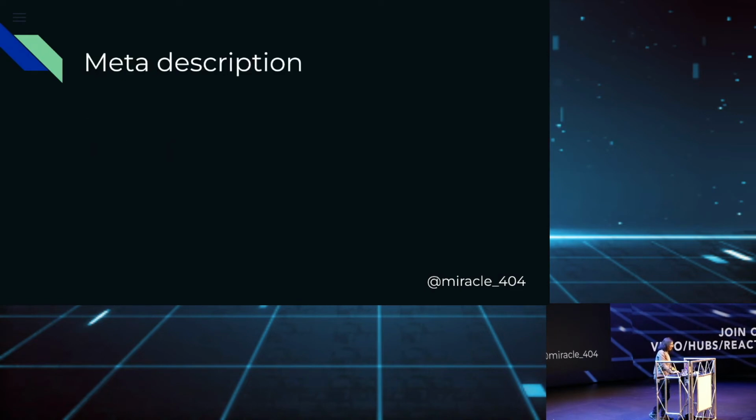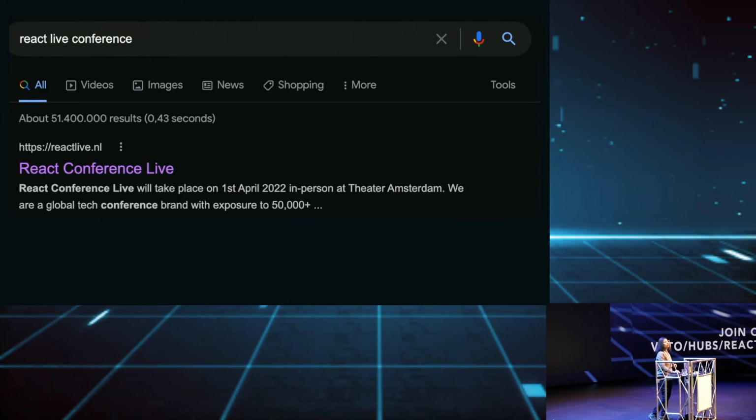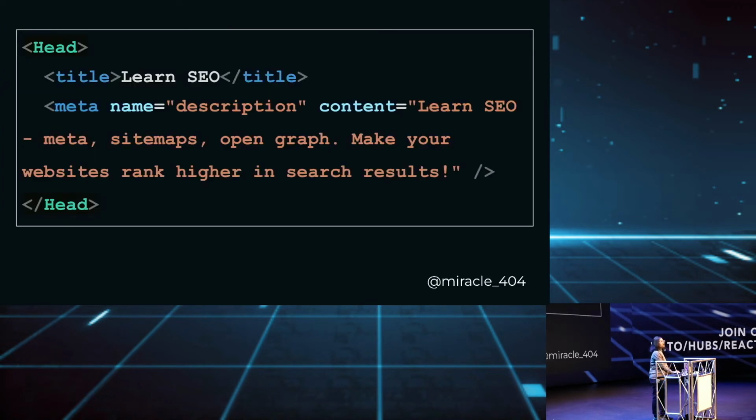What is meta description? Meta description is something which gives a quick summary or overview of the website, and the user gets to know what they will get when they click on that link, right? So, for example, if we search for React Live conference, we get this meta description which talks about React Live, right? So this lets the users know what that link is about. How do we add it? We add it in the head tag, so title and meta description.